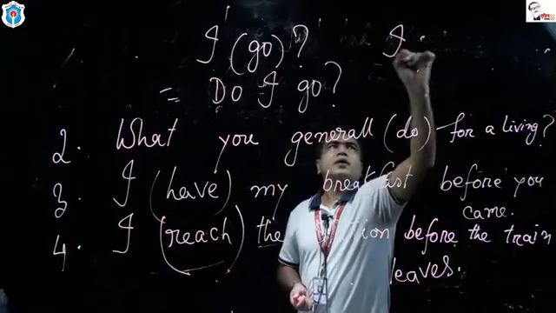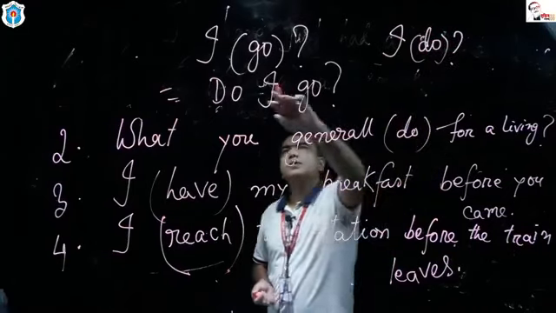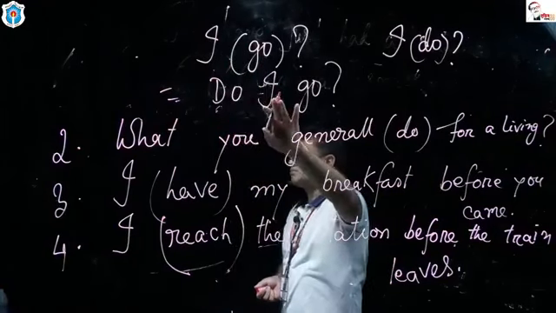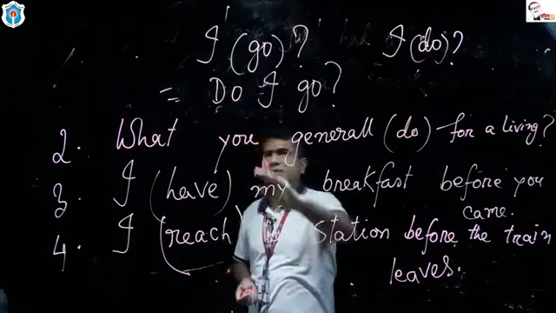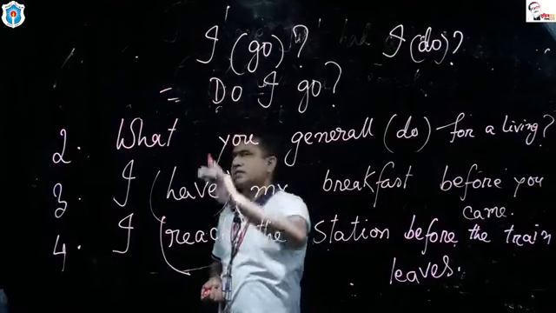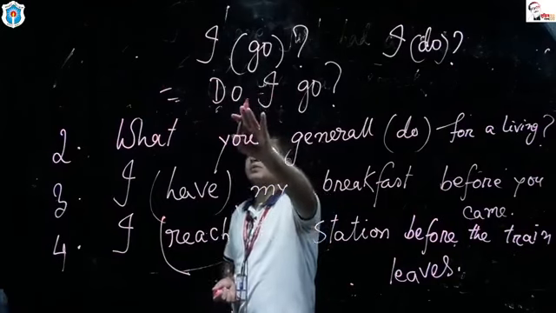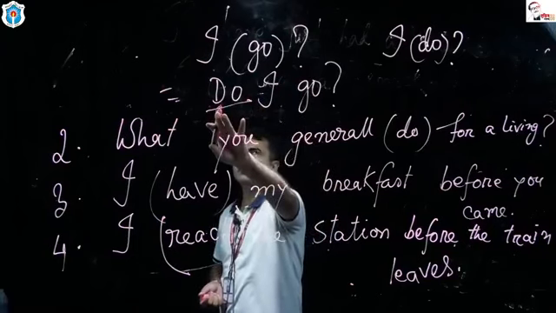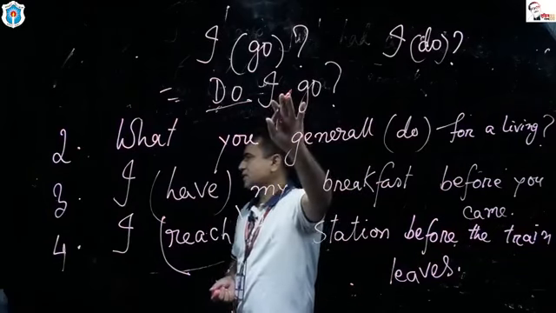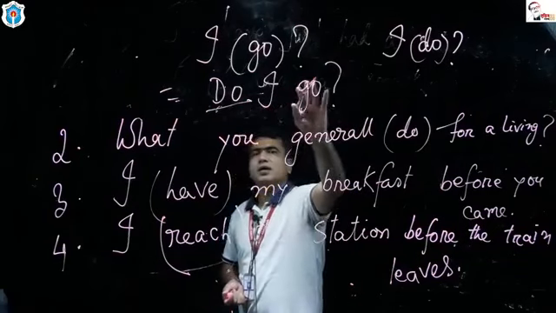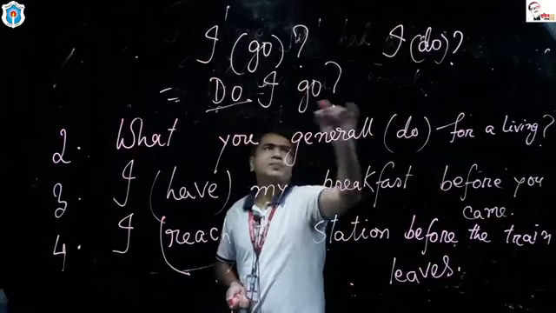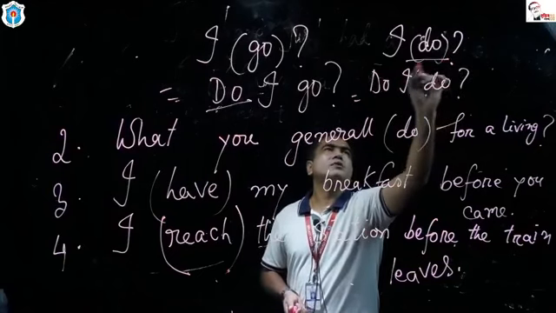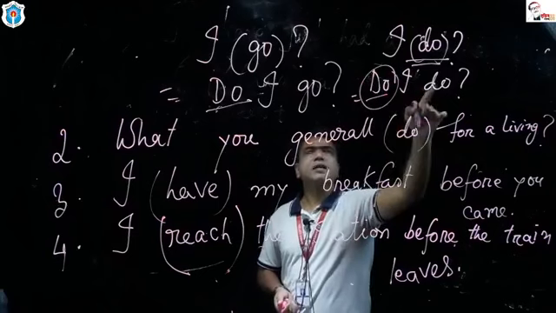In the same way, if I write I do, here we see there is no auxiliary verb. So we have used do before the subject. According to the rules of right form of verbs, if we want to make an interrogative of the present indefinite tense, we have to use do or does. If the subject is third person singular number, then we will use does before the subject. But if the subject is second person or plural, then we will use do. Here we have to use do I do. That means do is the main verb. We have to use another do to make it interrogative.